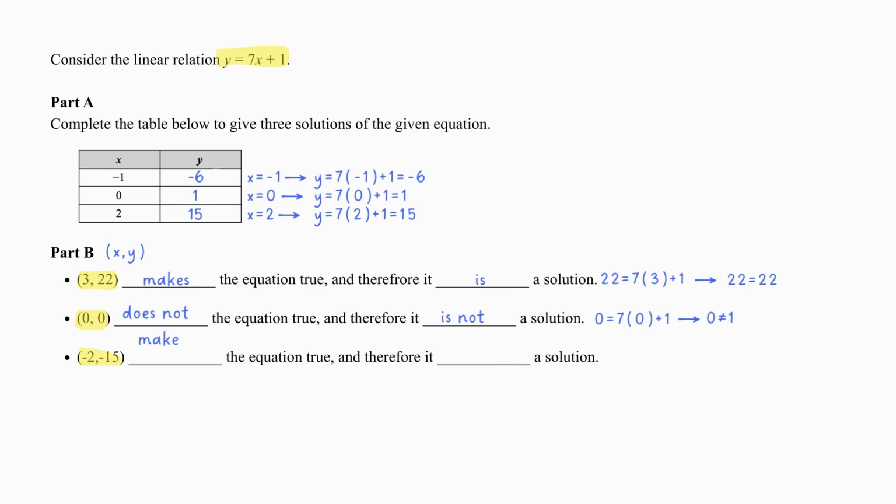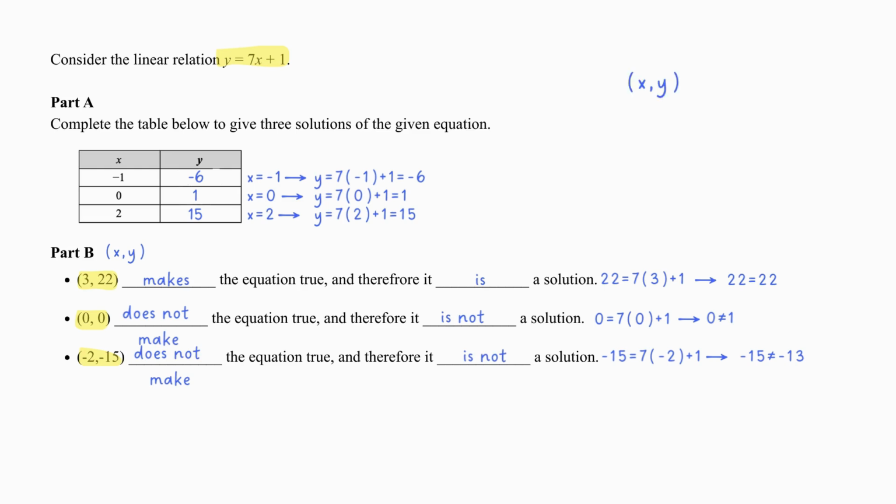Let's test -2 and -15. Is -15 equal to 7 times -2 plus 1? Let's solve. -15 equals -13. That's false. The coordinates -2 and -15 do not make the equation true, therefore it is not a solution.